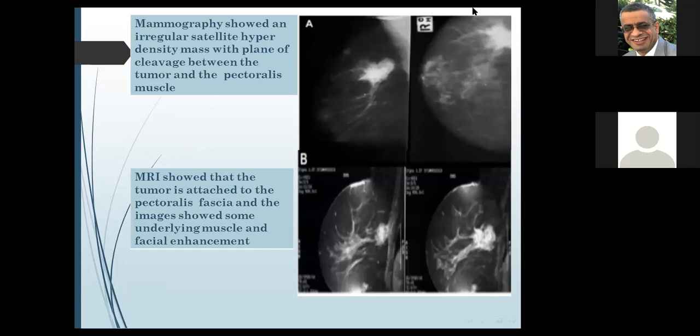Now about the letter A view: the mammography shows an irregular satellite hyperdense mass with a plane of cleavage between the tumor and the pectoralis muscle. While in MRI, it shows that the tumor is attached to the pectoralis fascia, and the image shows some underlying muscle and fascial enhancement. This is the mass.